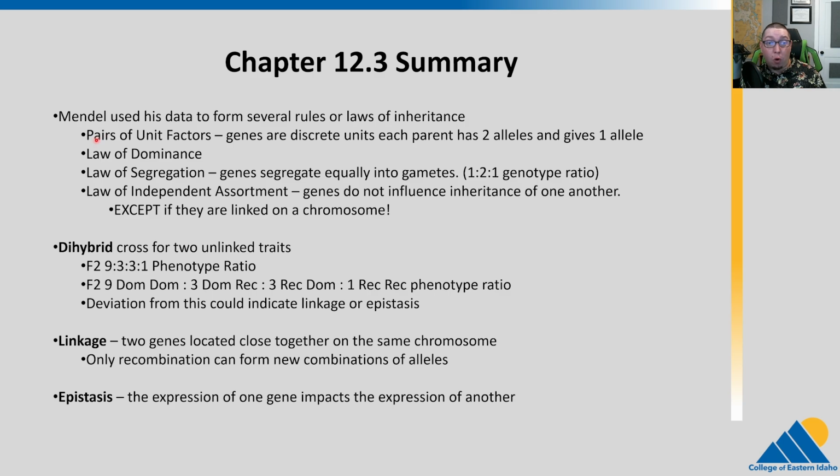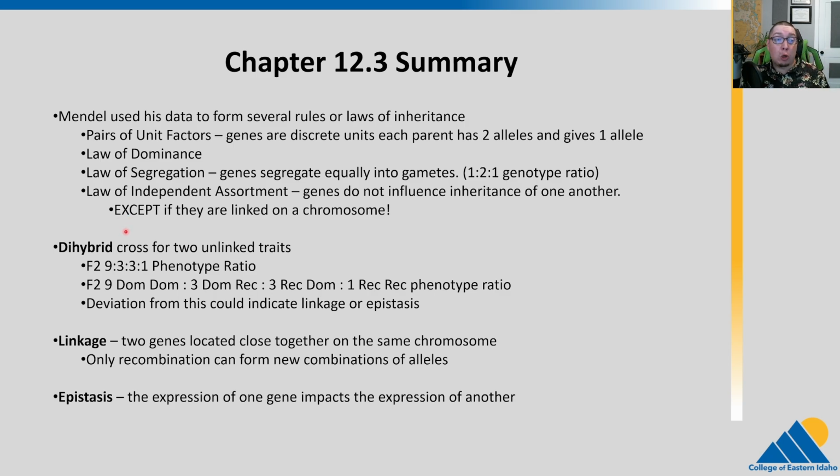Law of independent assortment. Different genes do not influence the inheritance of one another. Mendel got lucky because all 7 of his traits happened to be on the 7 different pea plant chromosomes that he had. So he did not run into the exception, which is if genes are linked on the same chromosome, which then will destroy independent assortment. But we know why, right? It's not magic. We understand why that occurs.